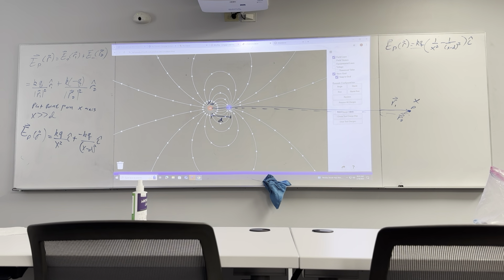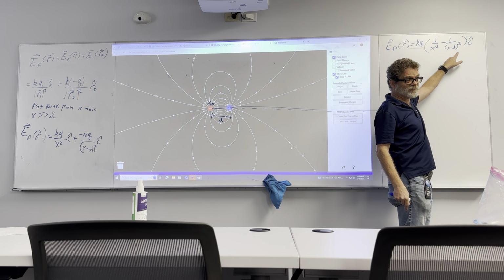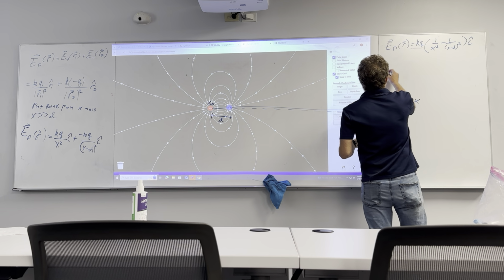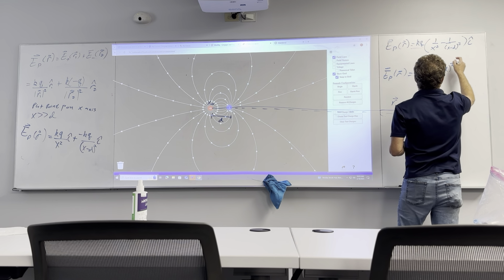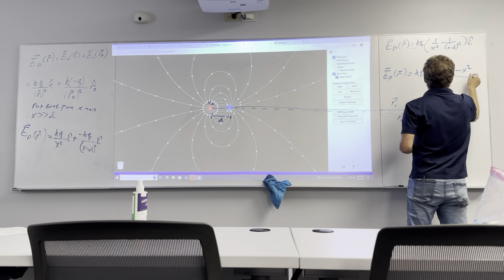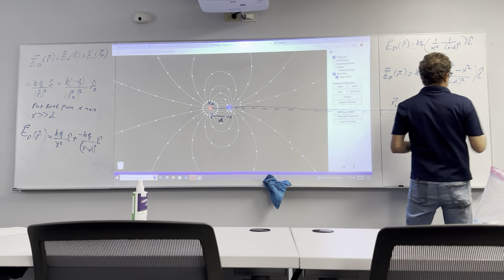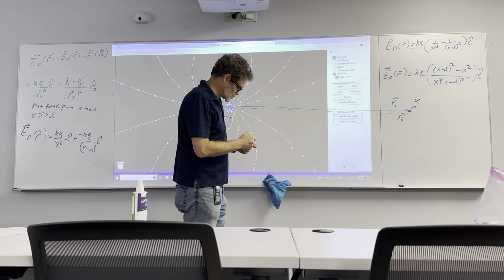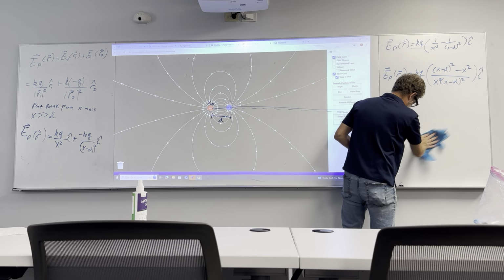So how do I combine fractions? Common denominator. What's my common denominator? X squared times, yeah, x minus D squared, right? So I'm going to find the common denominator and put that together. KQ. The first term is going to need an x minus D squared, and the second term is going to need an x squared, and then my common denominator is x squared, x minus D squared times I. So I did the common denominator there. Okay, I'm going to erase my P. You know it's there, I need room for algebra.